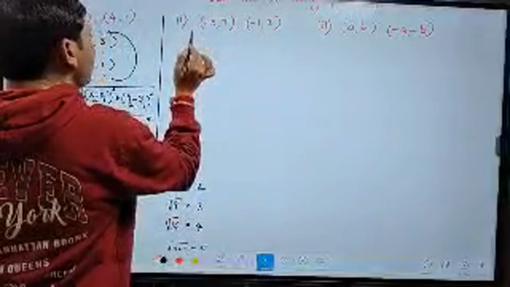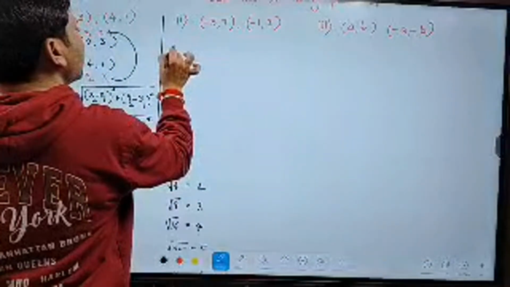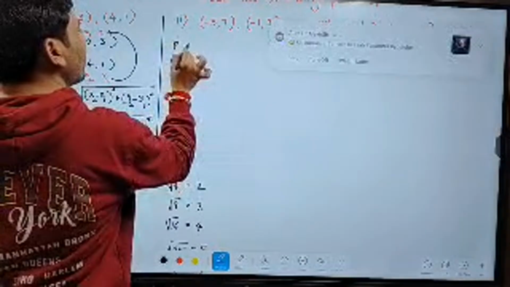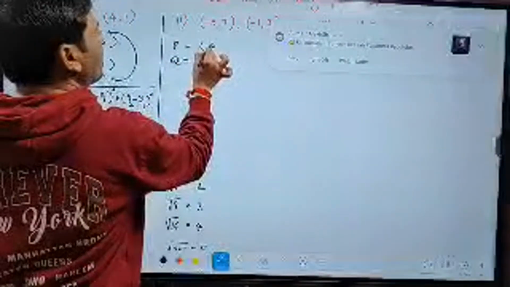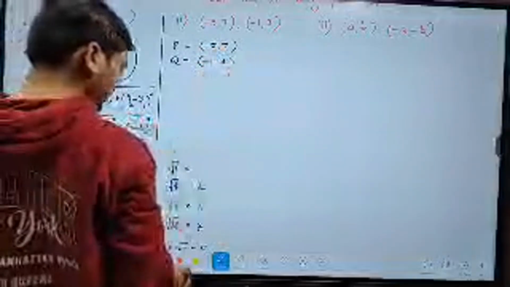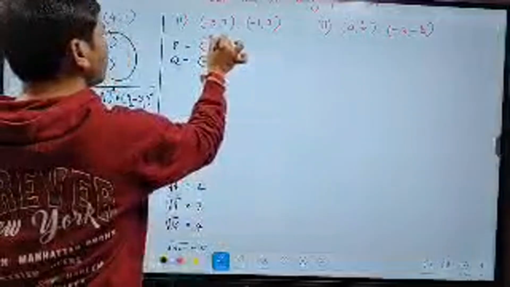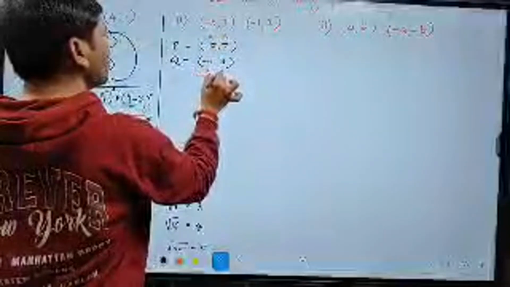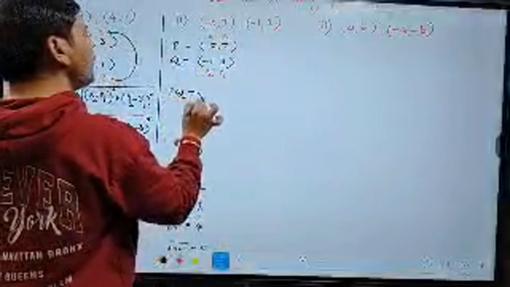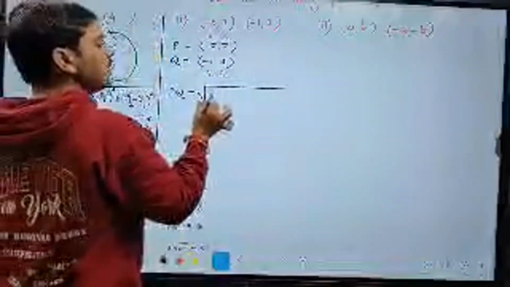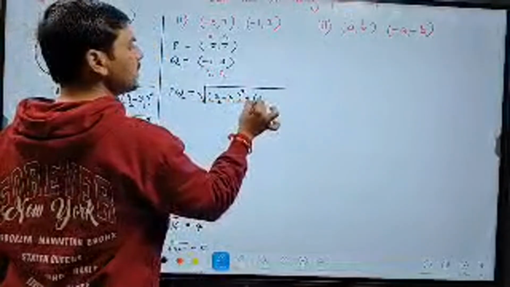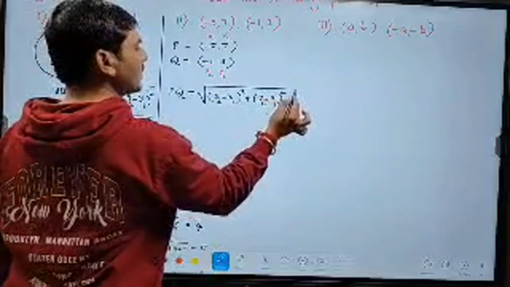Yes, given information, capital A, I am taking just P. This is point P, this is point Q. P point is (minus 5, 7) and (minus 1, 3) is point Q. You represent these points as x1, y1 and this is x2, y2. Distance of now not AB, PQ. Same formula, letters are different. Your formula is under root of x2 minus x1 whole square plus y2 minus y1 whole square.